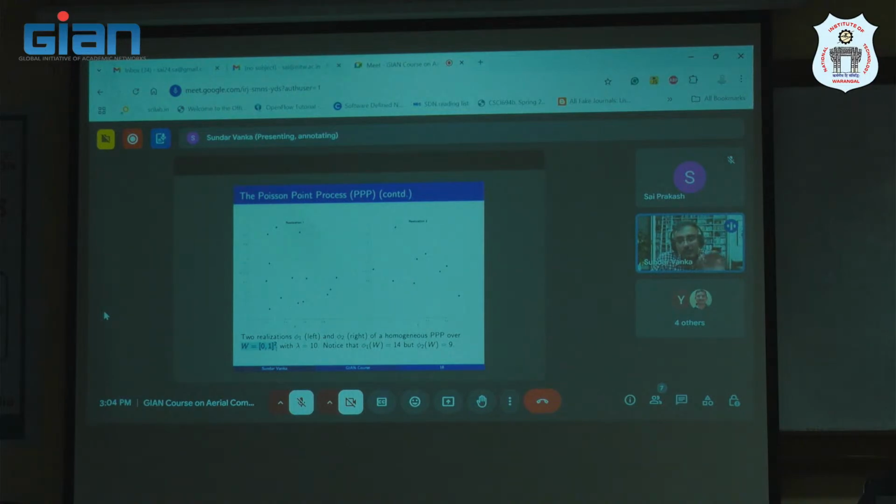So this is different from a binomial point process, where n is fixed always. Here n can change. N itself is a Poisson random variable. That is one point I want to emphasize.